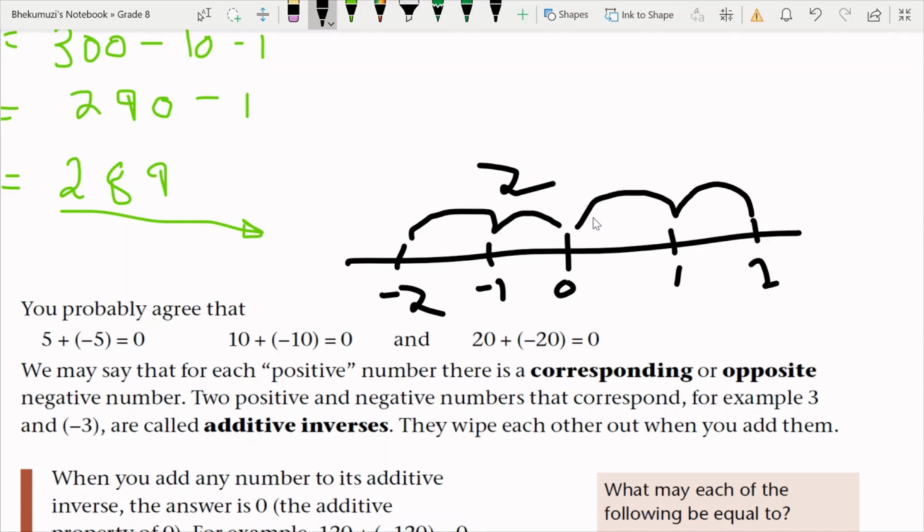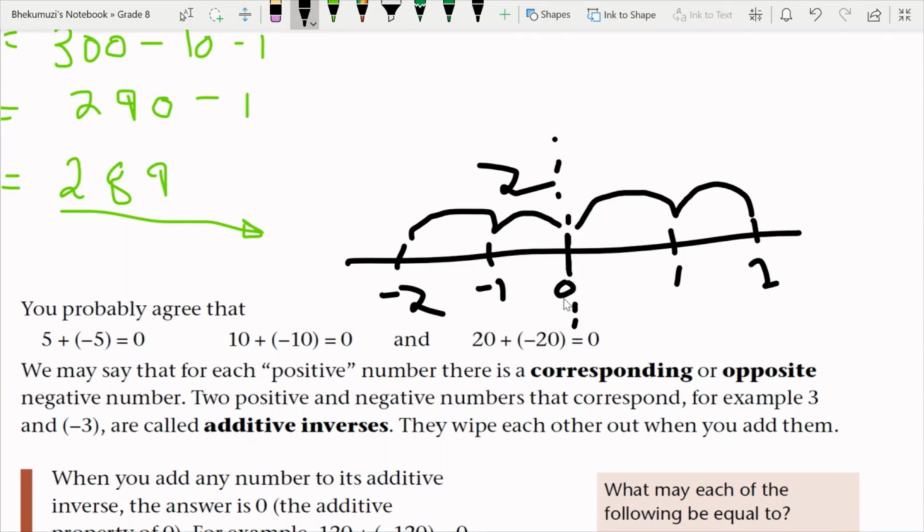So there is some kind of correspondence, because if I had to fold this number line at 0, you would find that this 2 will fall straight on top of the negative 2. So there is correspondence, but we can also think of it as the opposite of that number. So in actual fact, what is the opposite of negative 2? It's 2. What's the opposite of negative 1? It's 1. What is the opposite of negative 10? It is 10. What is the opposite of 39? It is negative 39. So that is an additive inverse.